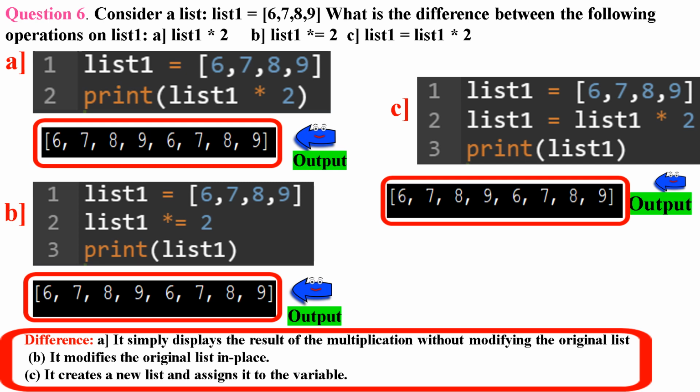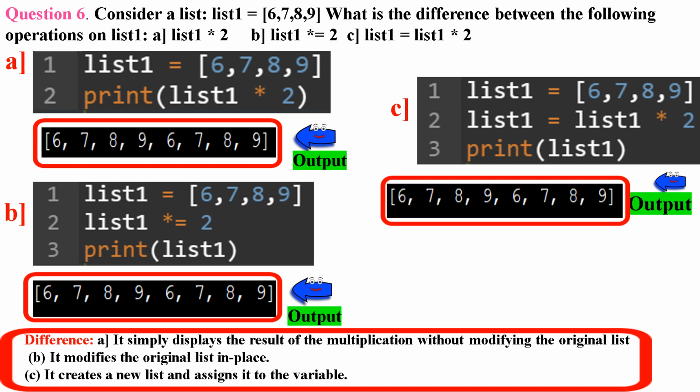In line 3, finally it prints the updated list as, look at the subdivision B output, list containing elements 6, 7, 8, 9, 6, 7, 8, 9. Now, look at the subdivision C Python code, on the right side of the screen.